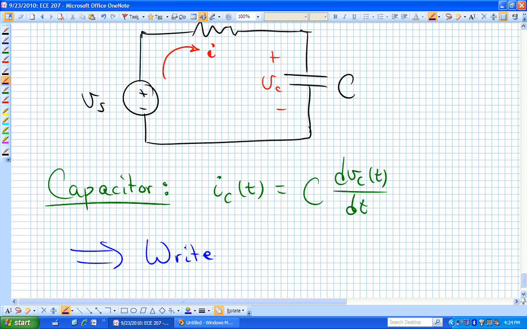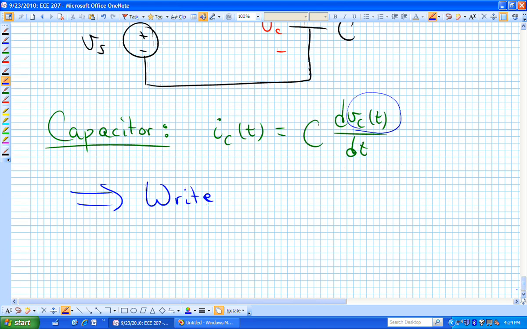And this voltage is our critical variable. That's where a lot of information is sort of stored or contained. That's telling us the state of this capacitor. That's what you might hear called a state variable.